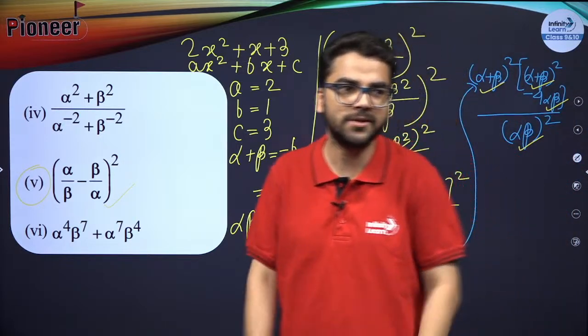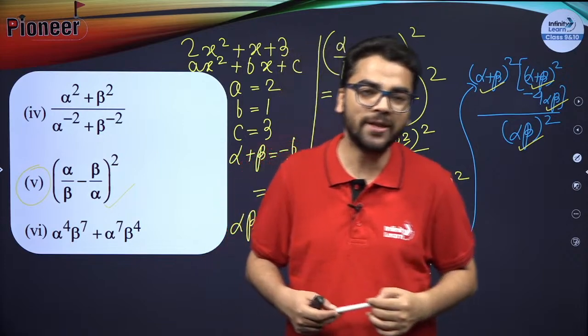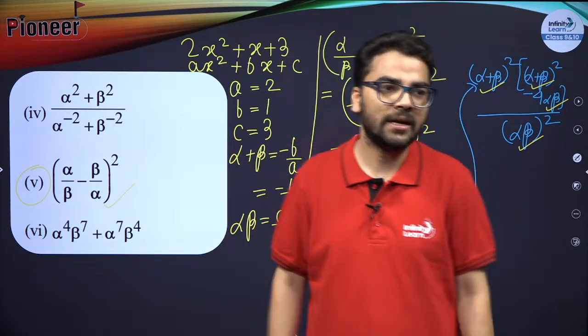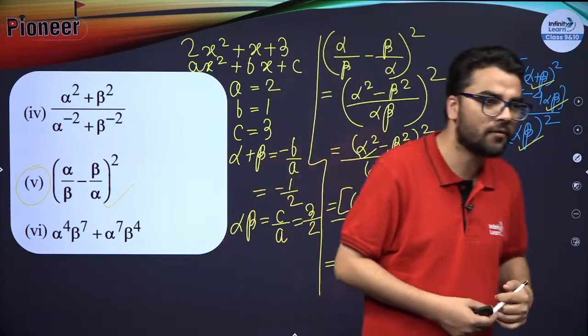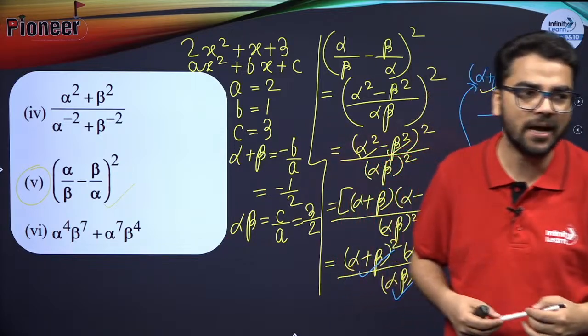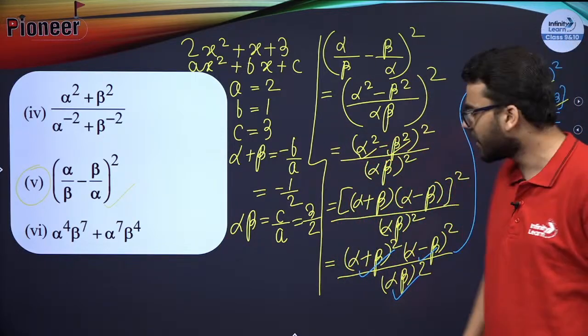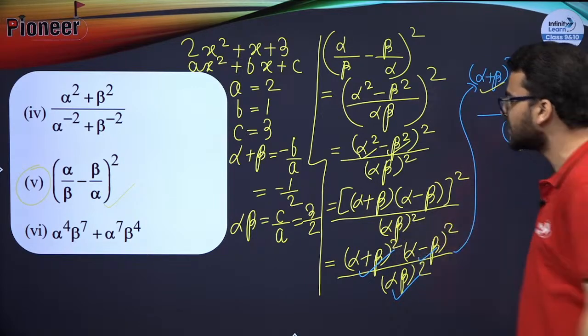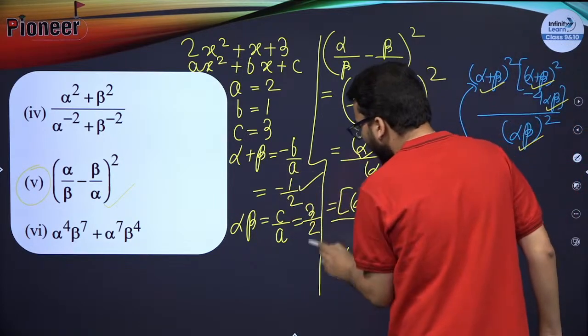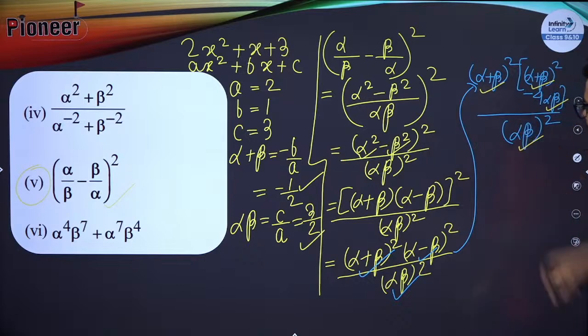Hema, Parmeshwar, Vinod, Sarthak, Habib, any doubt in this thing? The whole expression we have converted in the form of alpha plus beta and alpha beta over here. Now we know the values of alpha plus beta and alpha beta. Just put it over here, you will get the answer. I'm not doing the calculation. I hope you understand that.